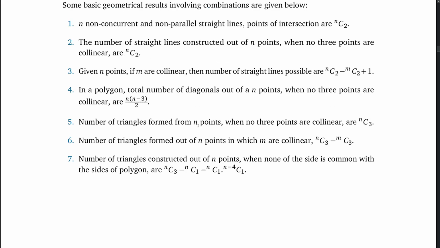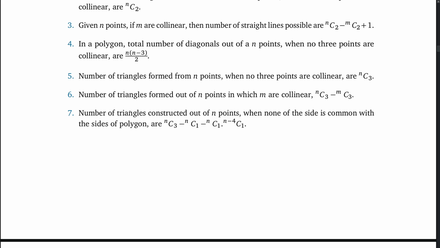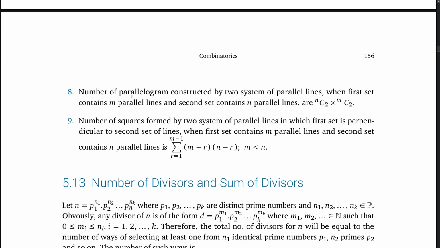The number of triangles formed from n points when no 3 points are collinear is nC3. The number of triangles formed out of n points in which m are collinear is nC3 - mC3. The number of triangles constructed out of n points when none of the sides is common with the sides of the polygon is nC3 - nC1 into (n - 4)C1. The number of parallelograms constructed by two systems of parallel lines, where the first set contains m parallel lines and the second set contains n parallel lines, is nC2 into mC2.